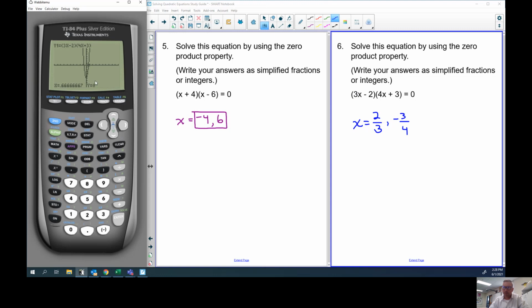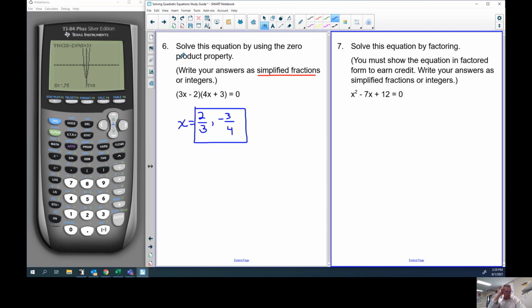That's where y is 0 at 2/3 or 0.6 repeating, but we're going with simplified fractions here, 2/3. And then trace it again. Let's go negative 3/4, and boom, there's our other one. Okay, so those are our solutions: 2/3 and negative 3/4.